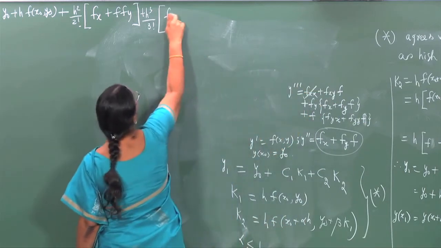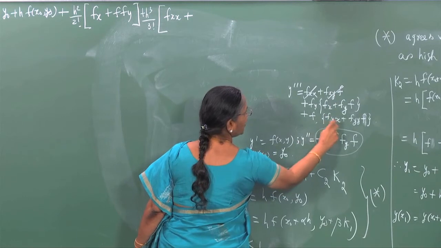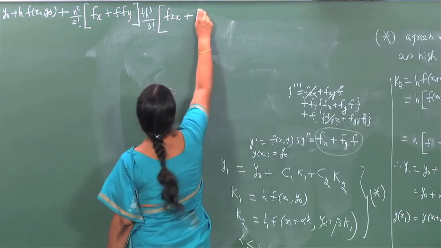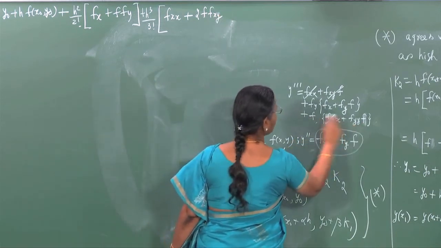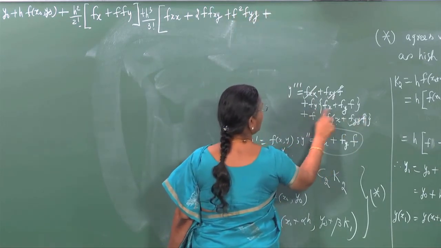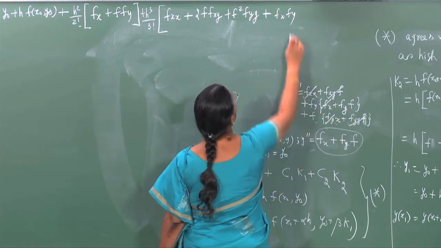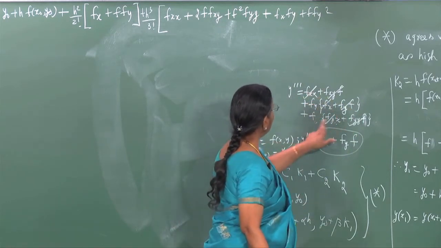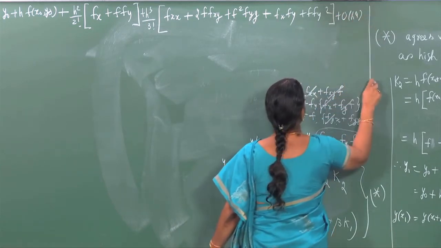So, I have fxx, then I have f into fxy and f into fyx. f being continuous, the mixed partial derivatives are equal. So, I can combine this and write it as 2f into fxy. Then I have f square into fyy. So, let me write down that also. And now, we are left with the terms fx into fy, which comes from here, then f into fy square, which comes from here. So, we have taken into account all the terms, plus order of h to the power of 4.